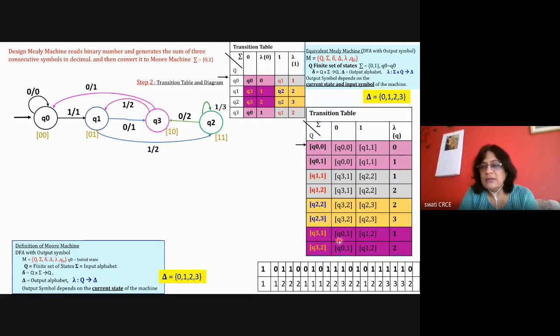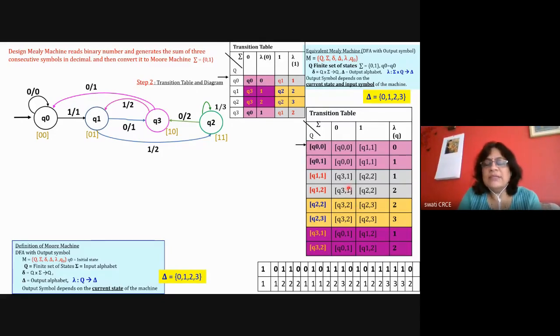So like this, again for Q3, it is 2, 3. For Q2, the output symbol is 2 and 3. And for Q2, the delta is Q3, 2 and Q2, 3. Like this, you create the table.